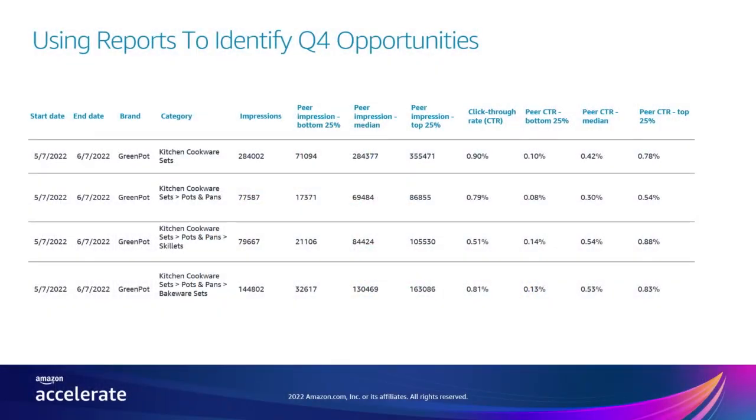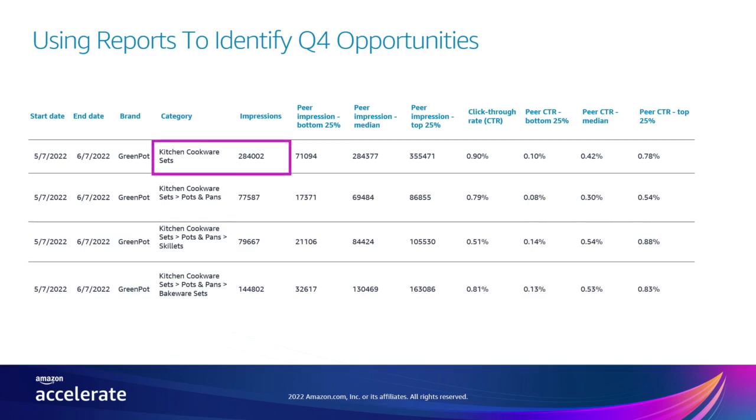Using our fictional cookware brand, Green Pot, we can see an example of their category benchmark report. Let's imagine that Green Pot downloads this report to understand how their campaigns are performing compared to their peers, giving them more insight into how well they are performing in their product category across the impressions, click-through rate, return on ad spend, and advertising cost of sale.